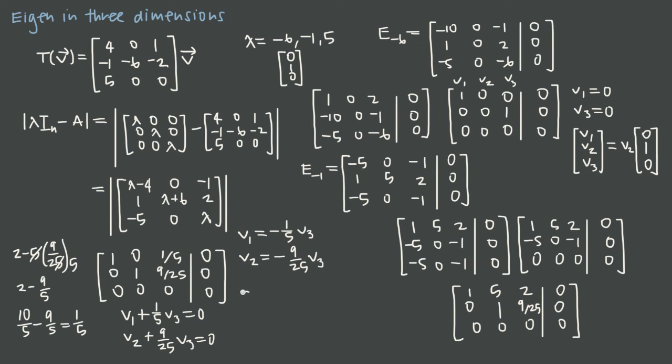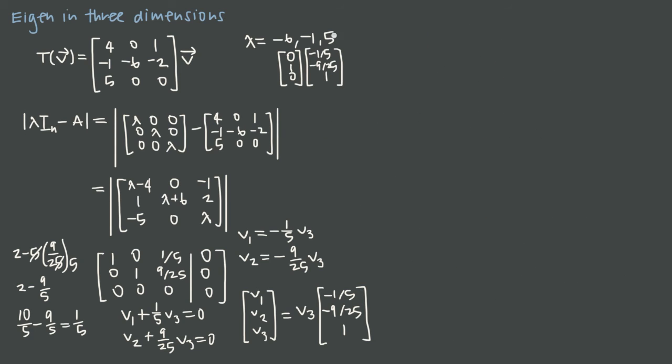V3 is our free variable, so the solution then is (V1, V2, V3) equals the free variable V3 times, for V1, negative 1/5, for V2, negative 9/25, and V3 is 1 times V3. So the span of this vector is what defines the eigenspace for lambda equals negative 1. So let's go ahead and put in negative 1/5, negative 9/25, and 1.